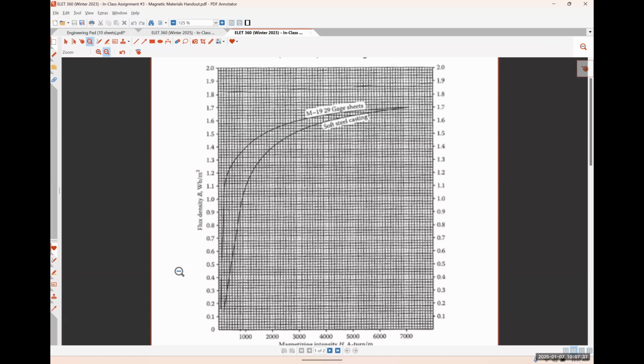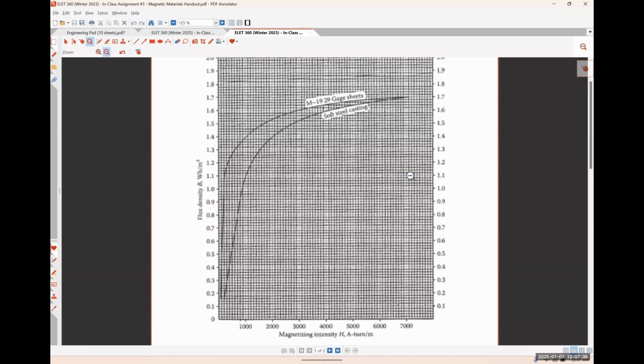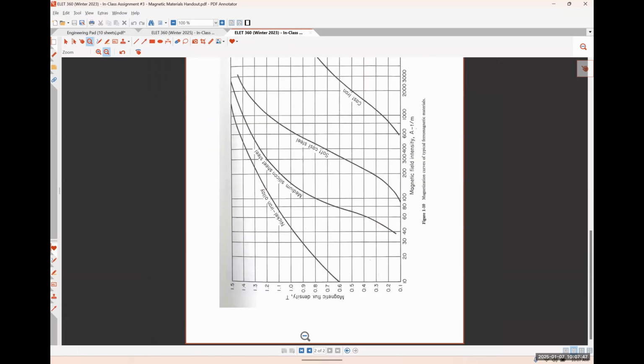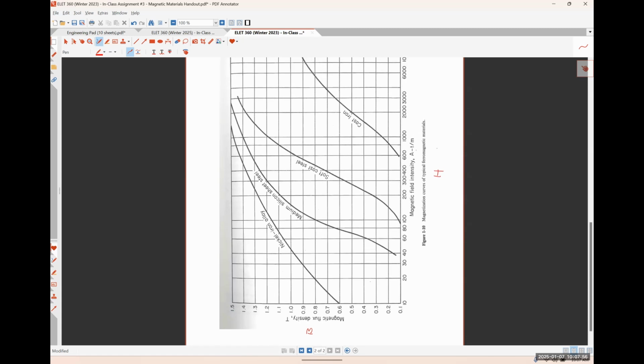And these are going to be different curves for different types of materials. If we look at the back page, this is a similar BH curve where once again B is on the vertical axis and H is on the horizontal axis. We can see there's a vast difference between the behavior of a nickel iron alloy and cast iron. So the type of material we choose for our core is going to greatly impact the behavior of our system. Okay?